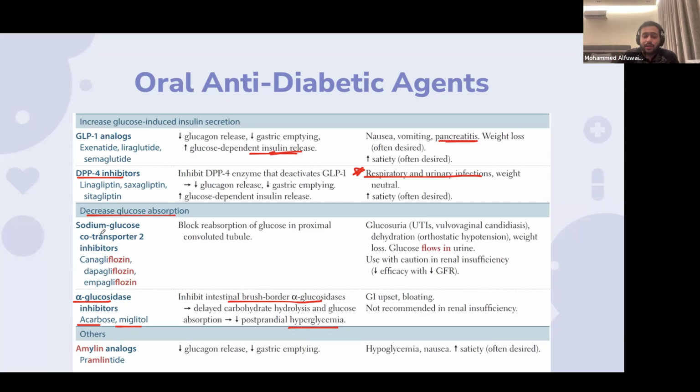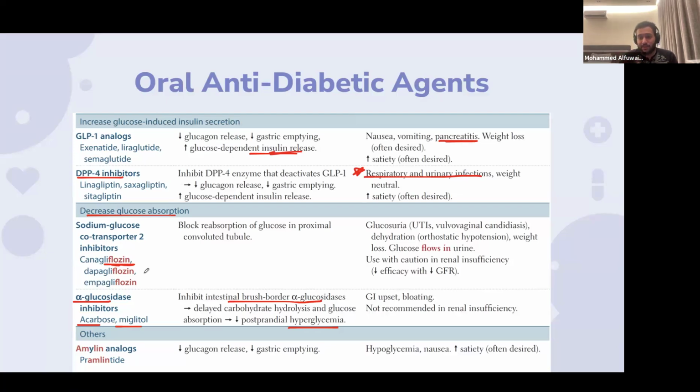Now, for SGLT2 inhibitors, this is in the kidneys, okay, in the proximal tubule. And these are the flozin drugs, okay? Canagliflozin, dapagliflozin, and empagliflozin. These are in the kidneys. So once you inhibit SGLT2, this will decrease the amount of glucose that's being reabsorbed in the kidney. So you'll have increased glucose in the tubules, which will be excreted in the urine.